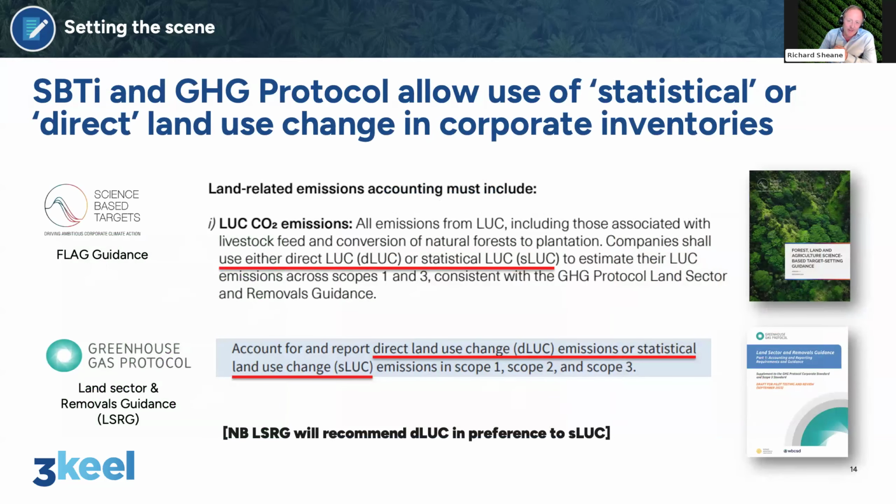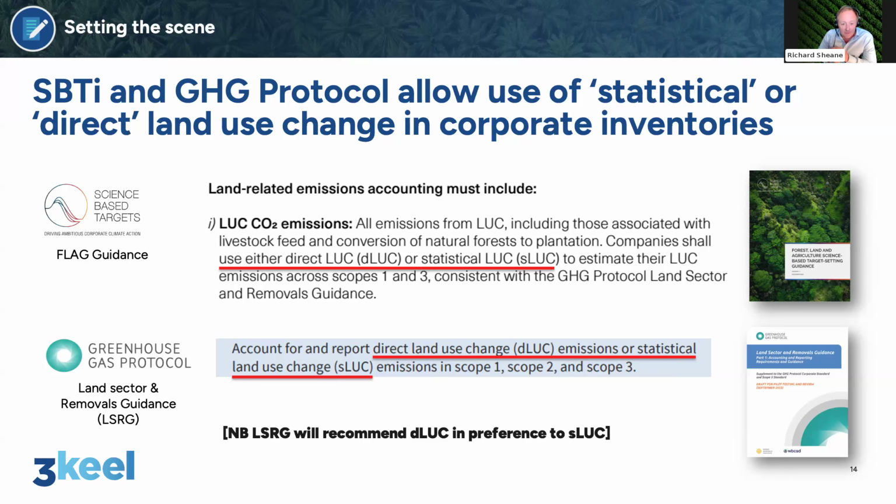So two dominant approaches are used at the moment, which you may have come across or heard mentioned. One is statistical land use change, and one is direct land use change. These are two methods for calculating that quantity of emissions, and then allocating them to crops or livestock products after the conversion.